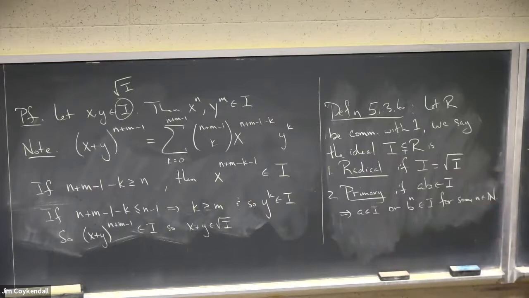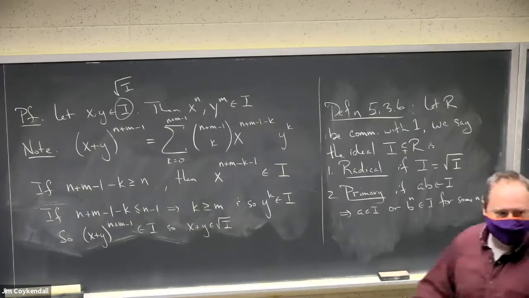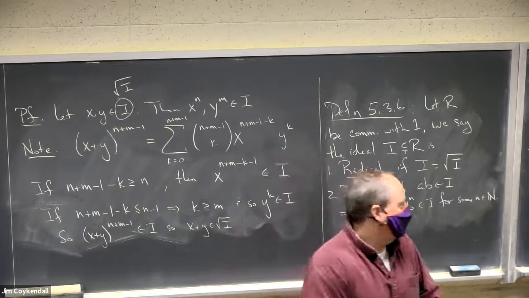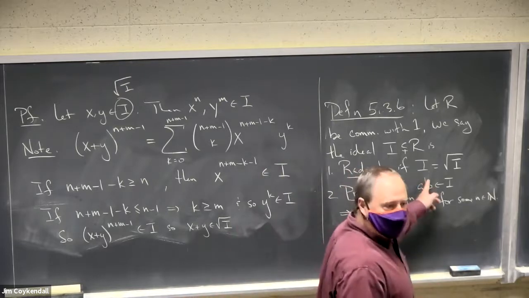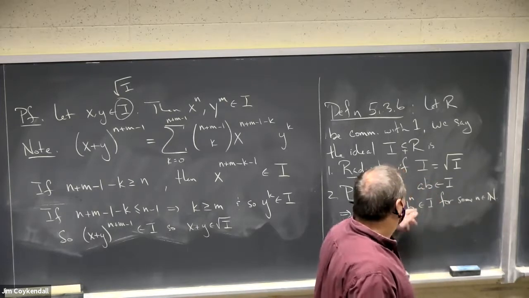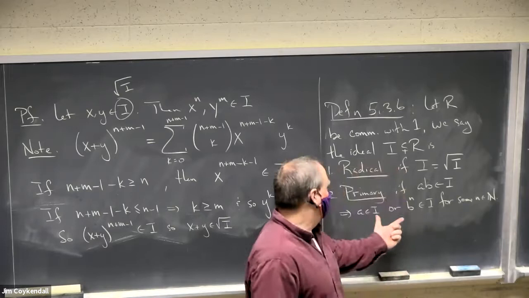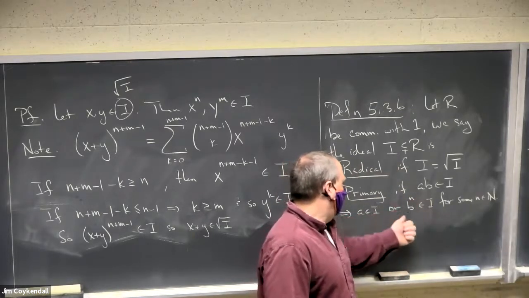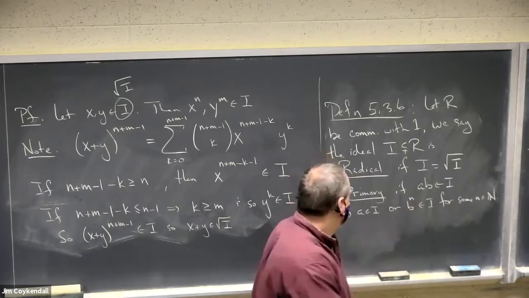By the way, these are both generalizations of prime ideals. Let me point out that any prime ideal is radical, because if x to the n is in the ideal, and it's prime, then inductively you can show that x is in there. And primary is maybe a clearer sort of generalization, because prime is primary for n equals 1. Right?